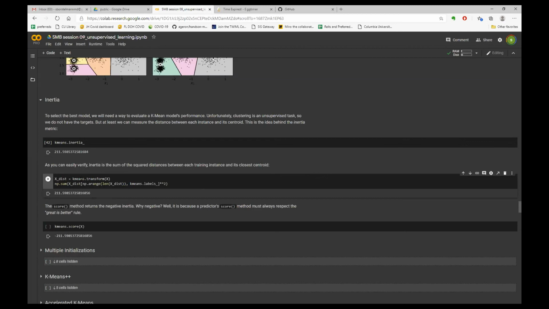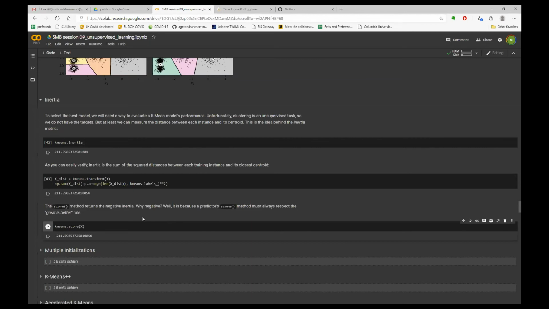And what it is is the Euclidean distance, which is the squared distances. So if you take this, you transform x, and you sum the length of x here and the labels. So for each one, what's the squared, you'll get the same inertia figure.